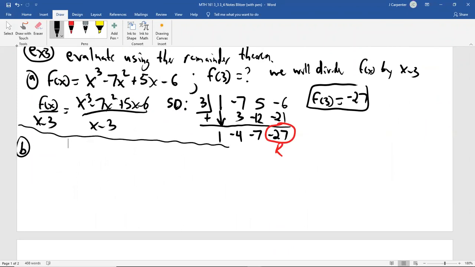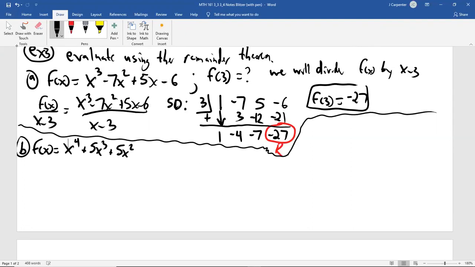I think I can squeeze that in here. Let's do f of x equals x to the 4th plus 5x to the 3rd plus 5x squared minus 5x minus 6. And we want to find f of negative 2. So because we want to find f of negative 2, we're going to do synthetic division, where we take f of x and divide it by x plus 2. Remember, synthetic division, you change the sign between the number you're evaluating and what goes in the bottom.